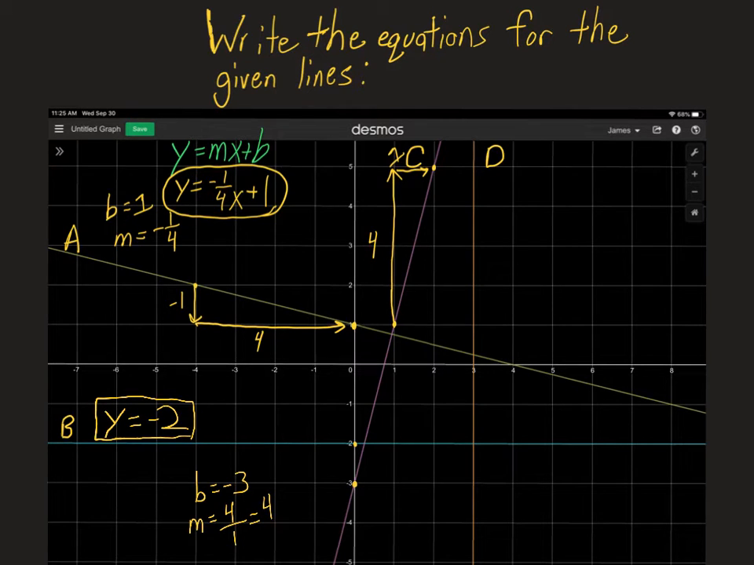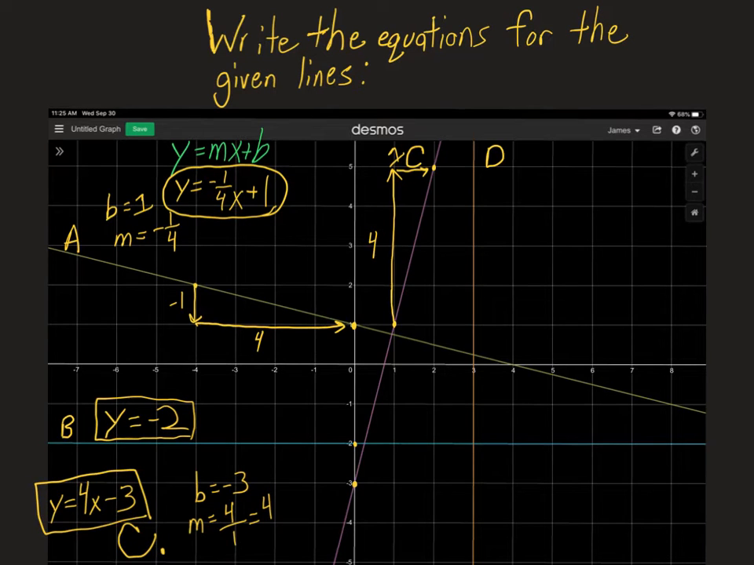So I'll take those 2 pieces of information, and I can write that equation. It's going to be y equals, I need my slope right there, 4x, and then my intercept minus 3. There's the 2 things I need, and that's the equation for C.